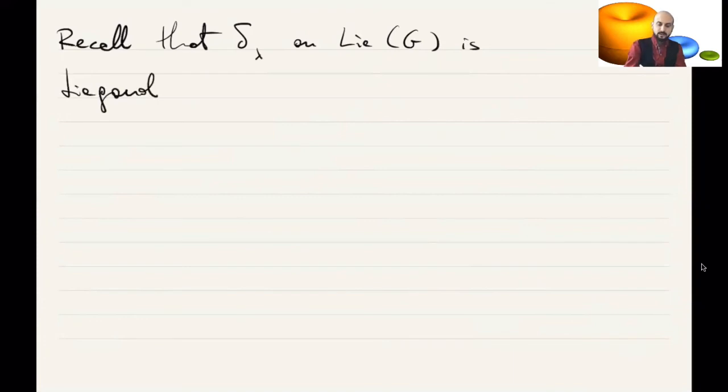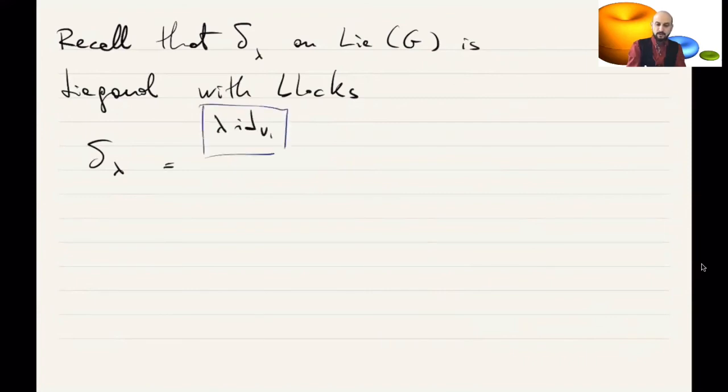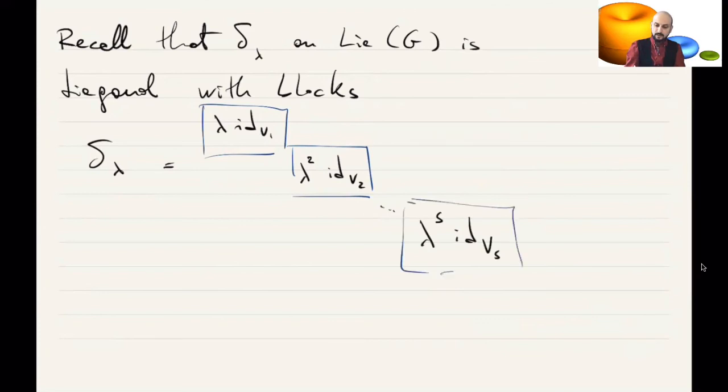Yeah, it's diagonal with blocks. So delta lambda is, okay, on V1, this is lambda identity on V1, and this is the first block. You can see this as a map from V1 to V1. Then the next block is a map from V2 to V2, which is the multiplication by lambda squared, and so on. At the end, we have lambda^s identity on Vs. So this is a matrix, everywhere else is 0.